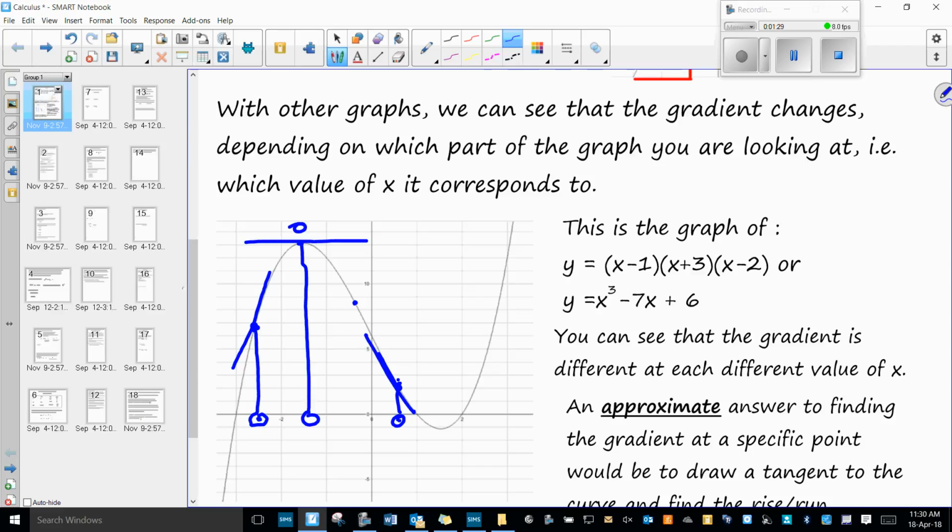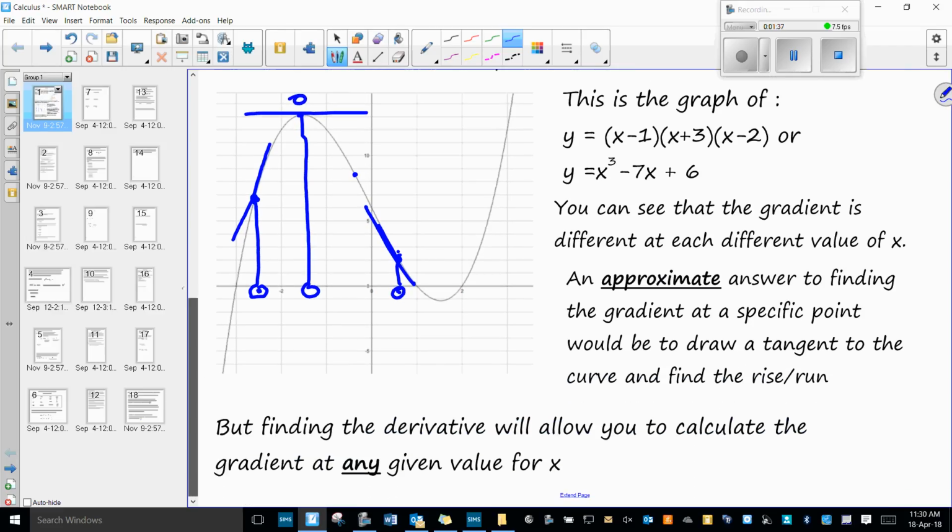So the gradient is different at each value of x. An approximate answer would be to draw a tangent, so that's what I've just said here. But we don't want to have to do that all the time. We want to try and find an easier method. And so what we will be doing is finding what we call the derivative. One of the processes in calculus is called differentiation. And when you differentiate something, you end up with the derivative. And this derivative will allow you to tell me what the gradient is at any given value of x.